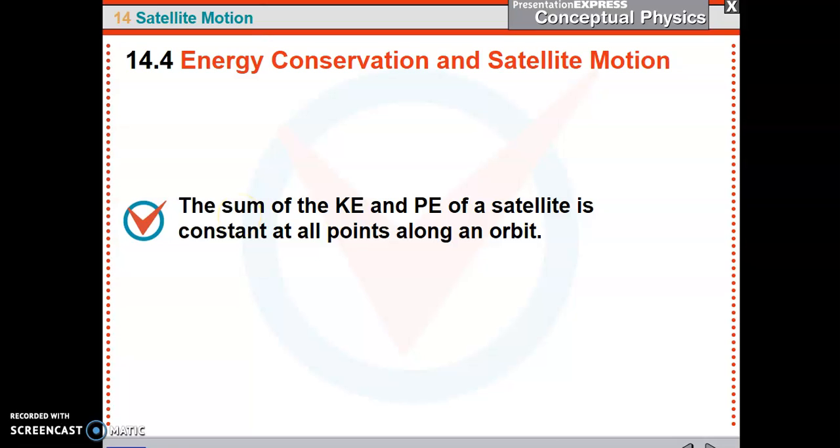So here is the point. The sum of the kinetic and potential energy of a satellite is constant at all points along an orbit. Do you remember we call that sum mechanical energy from back in chapter 8, I think? We'll talk more about that in this slide. So, let's get into it.